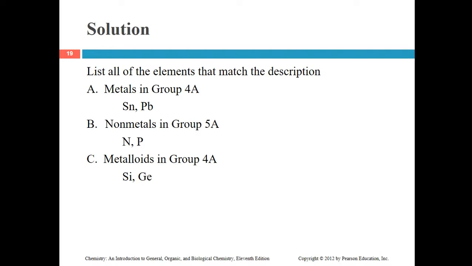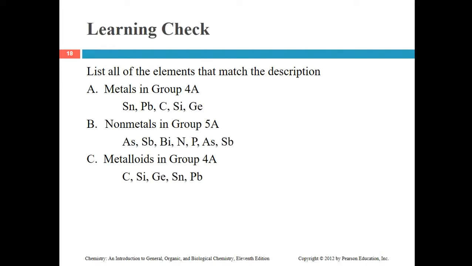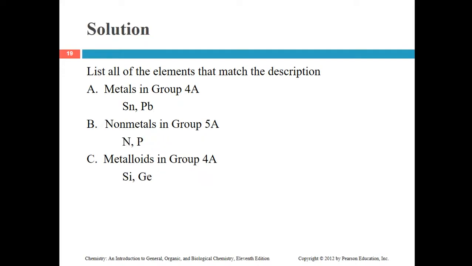All right, so there we go. You may go, wait, I thought carbon was in group 4A. Yeah, but carbon's not a metal. And so on B, you'll notice again the nonmetals. So we have our nitrogen and our phosphorus. And then our metalloids would be our silicon and germanium.